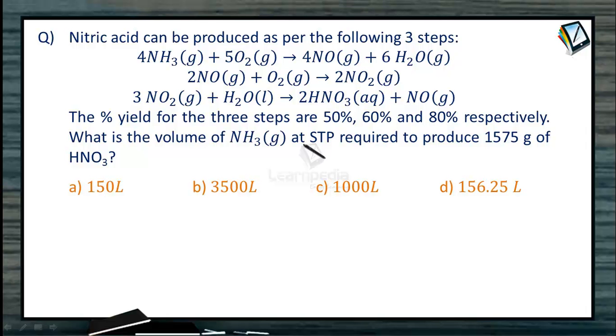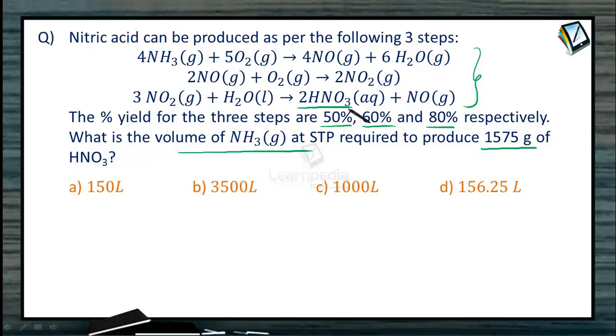Here nitric acid preparation is given in these 3 steps, and it's clearly mentioned that the percentage yield is 50, 60 and 80 for these 3 steps respectively. And now we need to find out what is the volume of ammonia required at STP in order to produce 1575 grams of nitric acid.